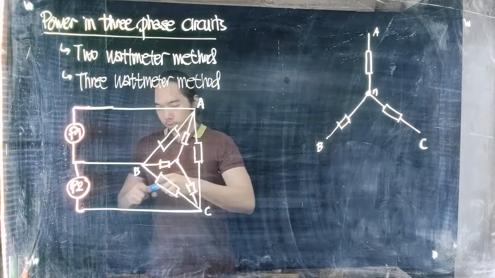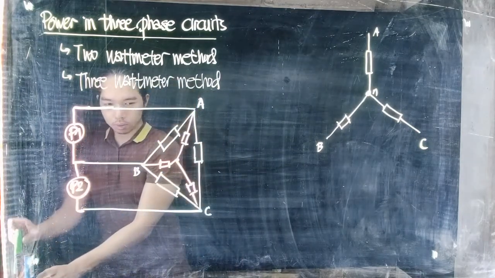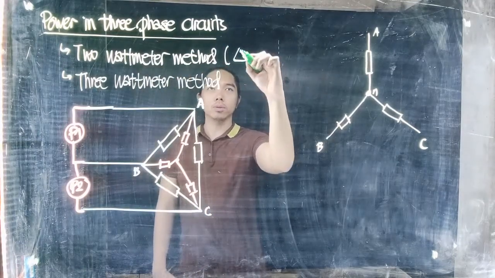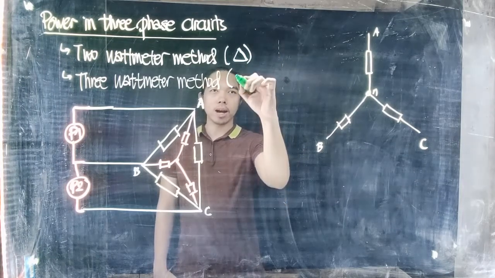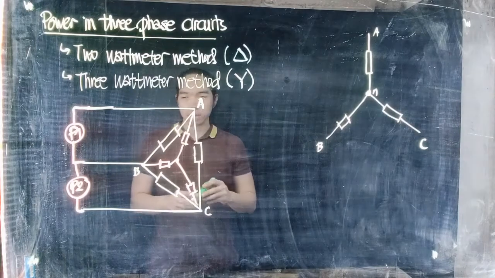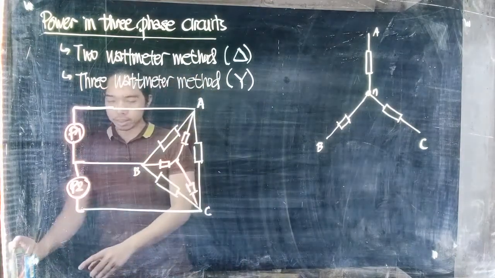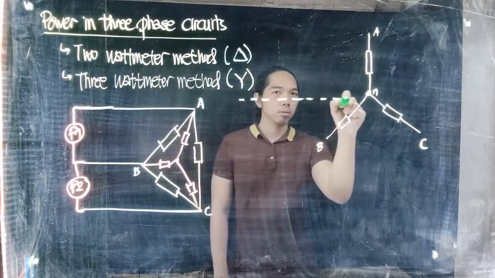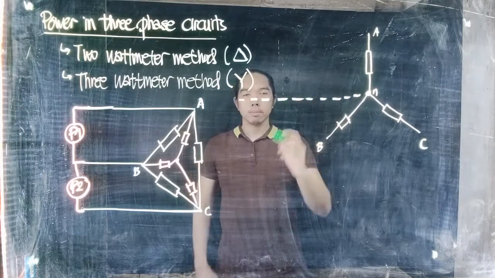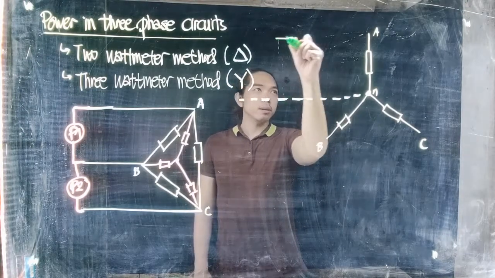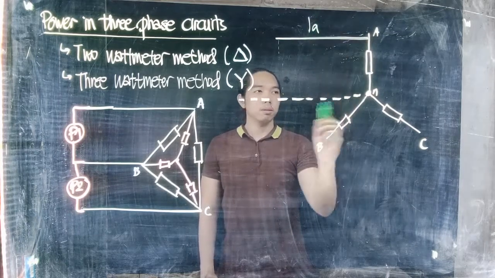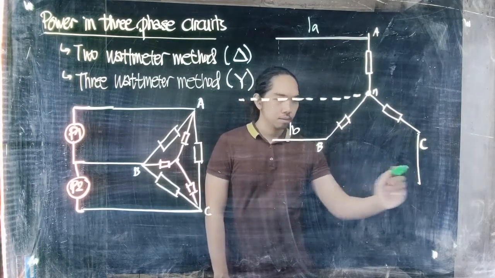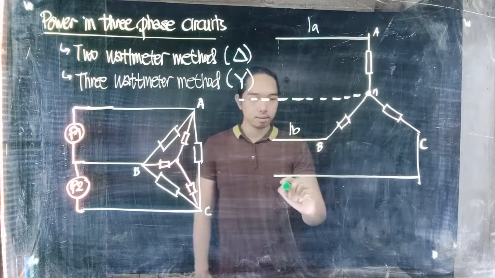To give a brief summary, we usually use 2 watt-meters for a delta connected load, and 3 watt-meters for a Y connected load. The power meters are connected in a manner such as this. We have here a neutral point. This is line A, we have here a line to B, and we have there a line going to C.